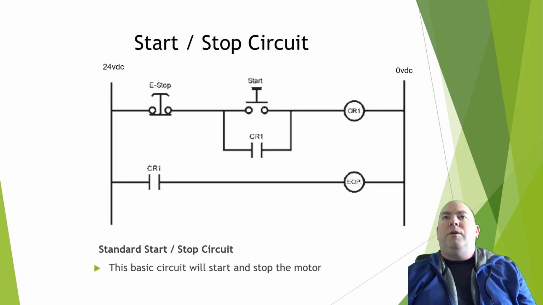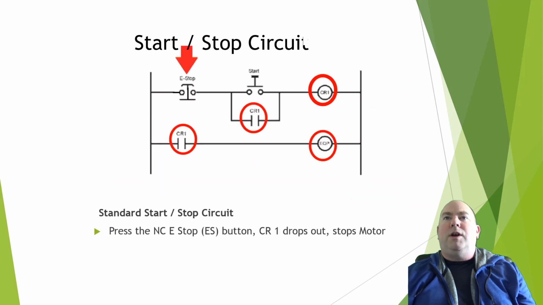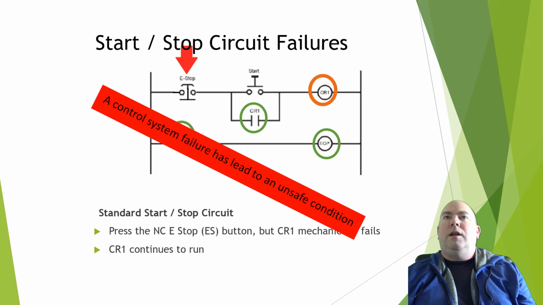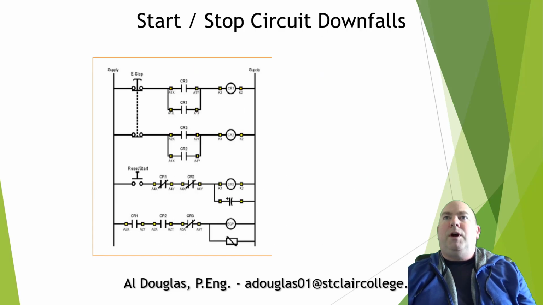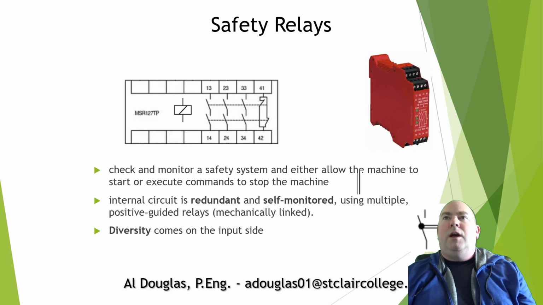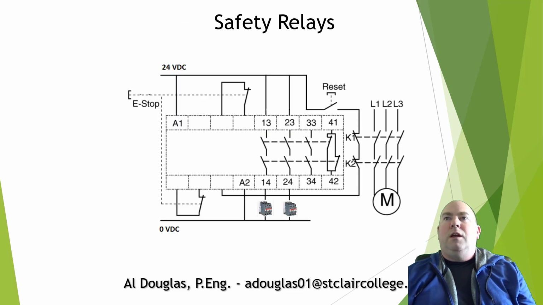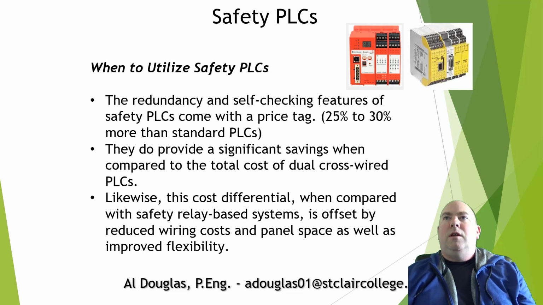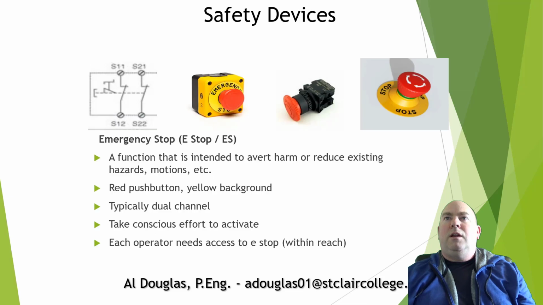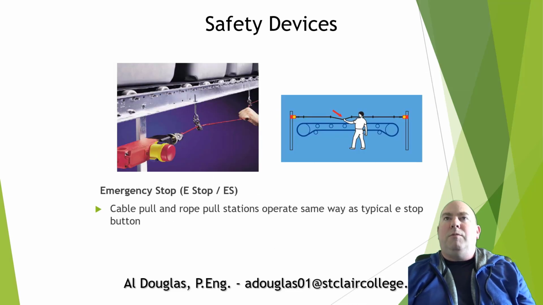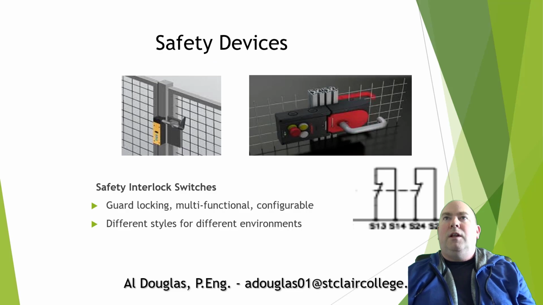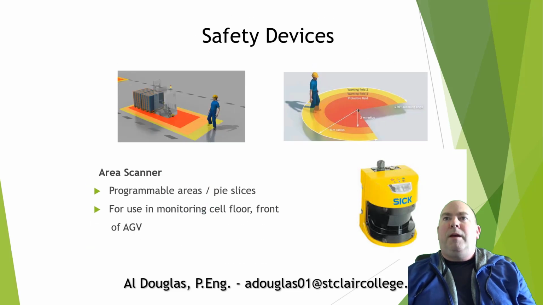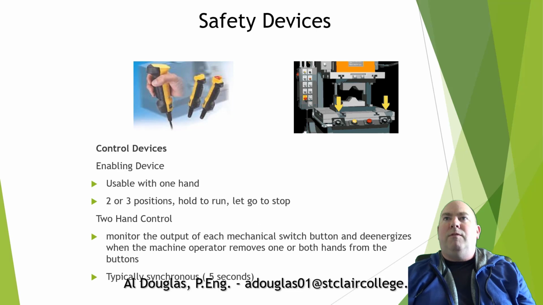The simple safety circuit, the simple start-stop circuit, how that works, and then why that is not ideal, because you can get a single point of failure in there. Then we talked about the better style of safety circuit and how that translates into a safety relay. Now we like using safety PLCs instead. And then different types of safety devices: e-stops, cable pulls, safety gates, light curtains, area scanners, safety mats, enabling devices.